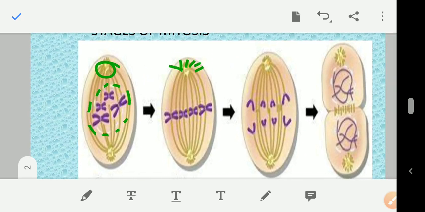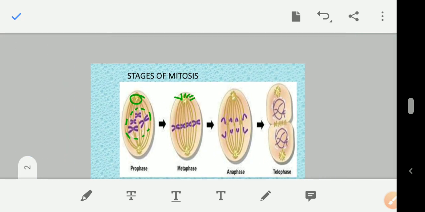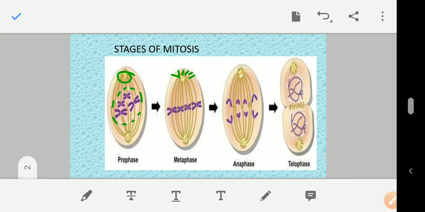Whenever you are drawing the diagram of mitosis, you need to read the question carefully. First, you need to check whether the diagram is for an animal cell or for a plant cell. The second thing you need to read is whether any specific number of chromosomes is given. Then accordingly you have to identify the structure and you have to draw the structure.